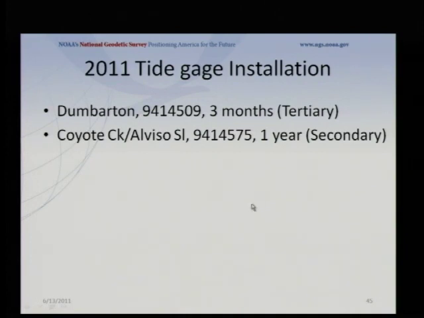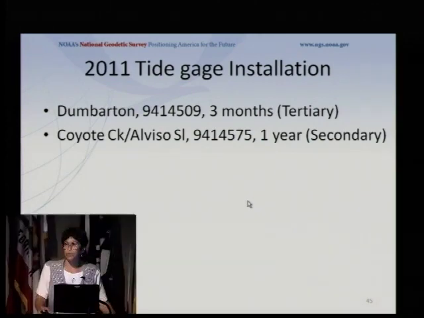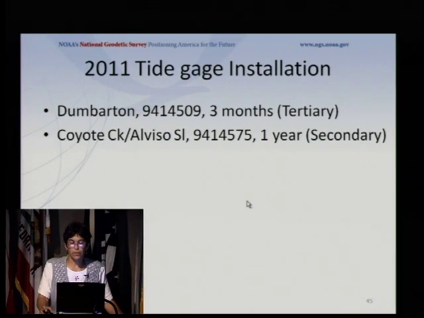As Ann mentioned at the beginning, there were two tide gauges installed this year to collect data to try to come up with a better determination of tidal datums, particularly for the low water phases, which were difficult or impossible to get earlier. The goal was to get three continuous months of data at Dumbarton, and we're a month shy of that now. That would be considered a tertiary station because it's less than a year. And then a year's worth of data at the Coyote Creek Alviso Slough location. We're along the way there as well. It's taking a little longer than we thought.